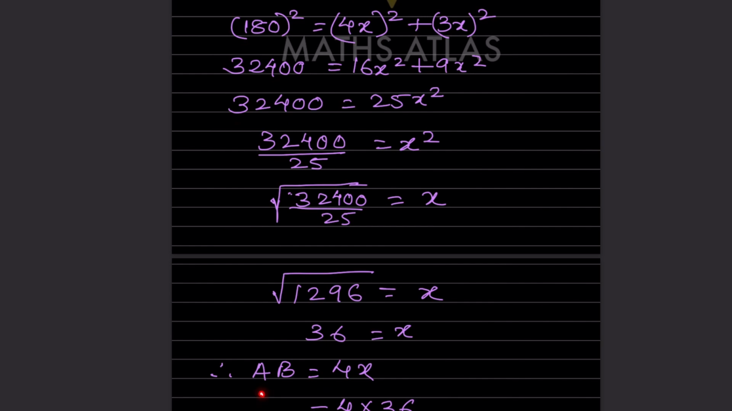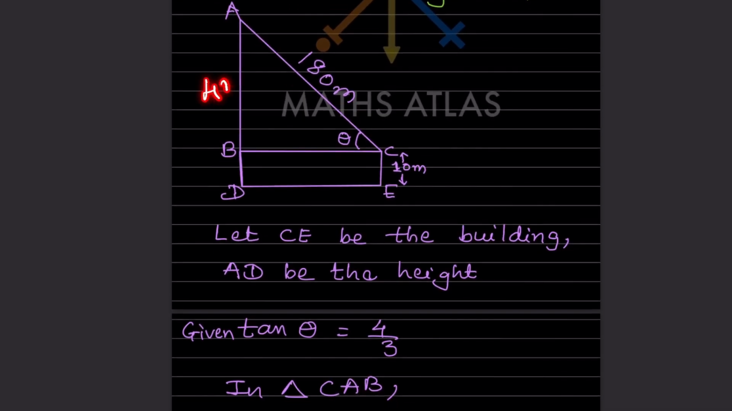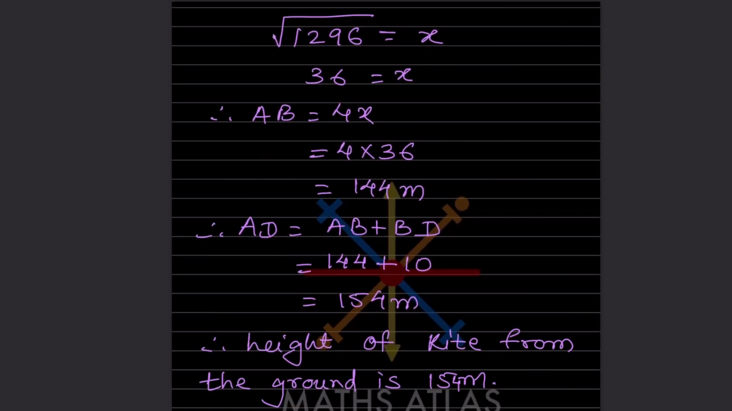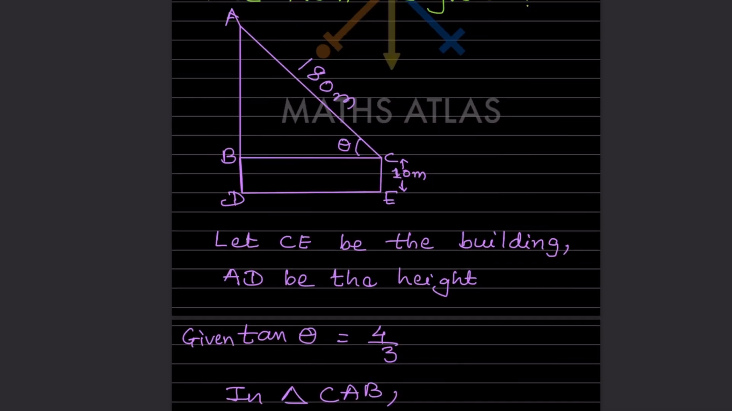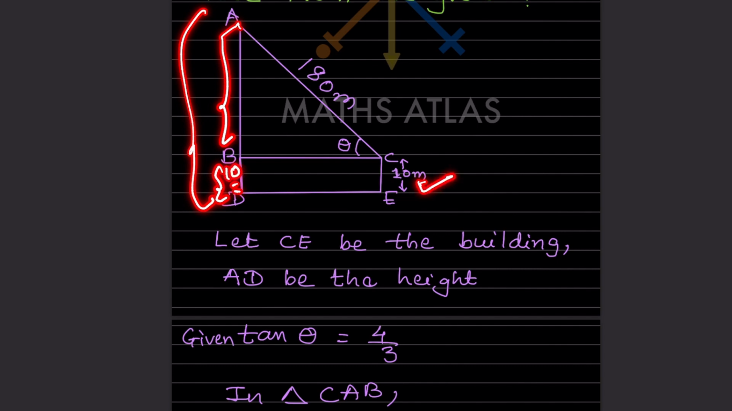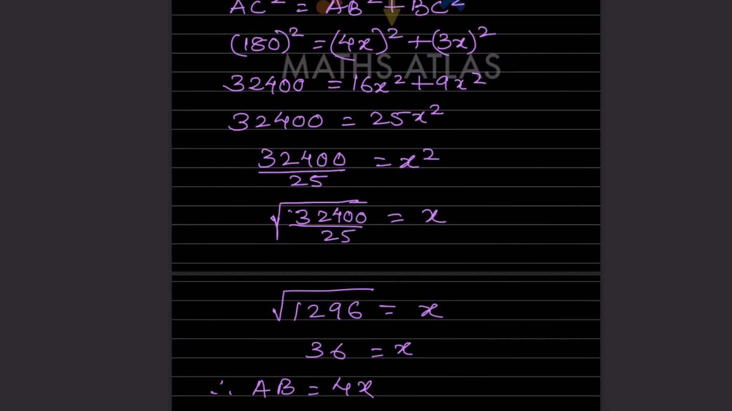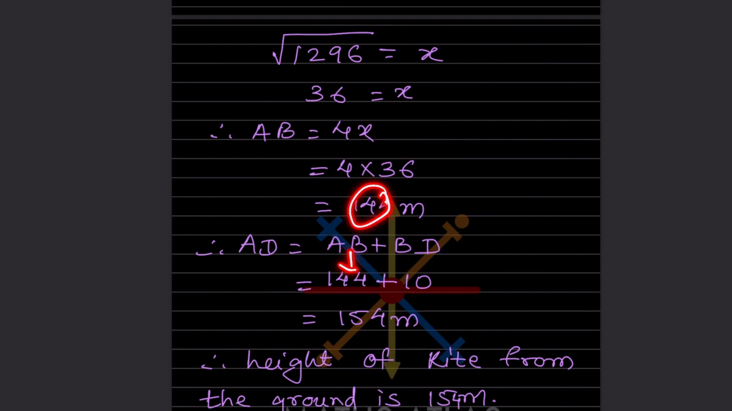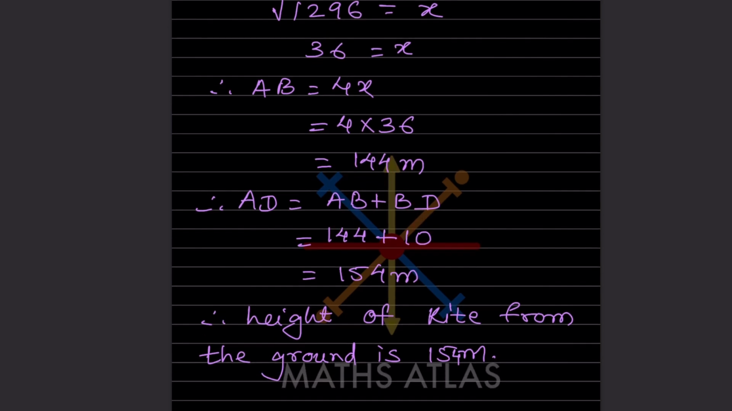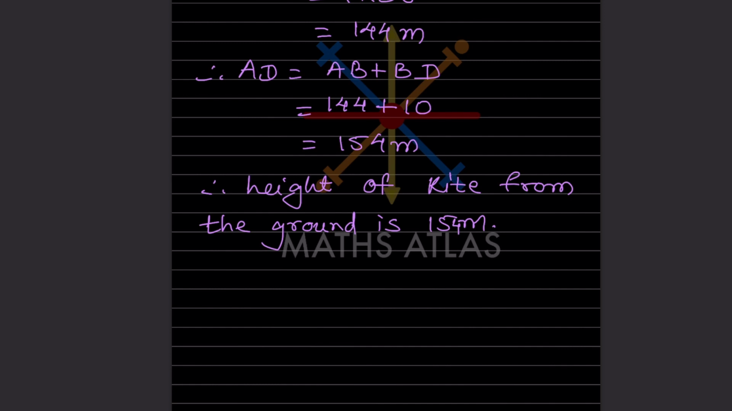So now we know AB, what we have considered? We have considered 4x. So we'll put that x value in that one, 4x, that will be 144. And AD is what? AD means this plus this will be total AD. So this already we know is 10. And we got this value as 144 for AB. And we know that BD is 10. So that is 154. So they want the height of the kite from the ground. So that is 154 meters.